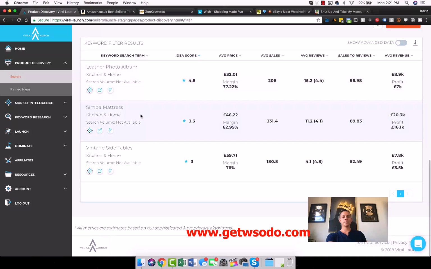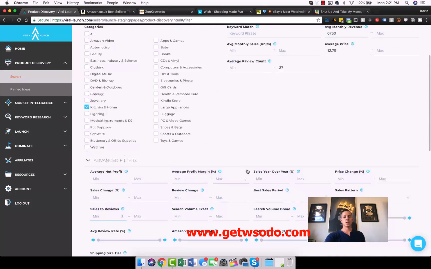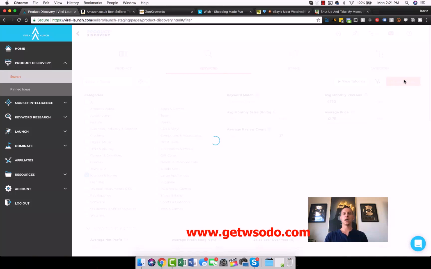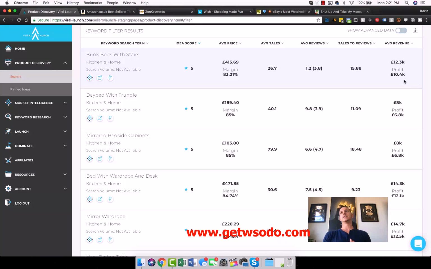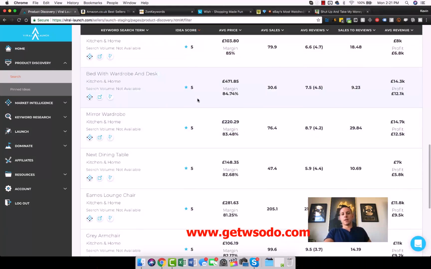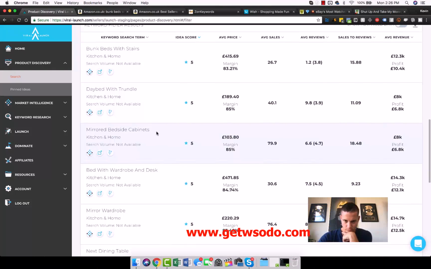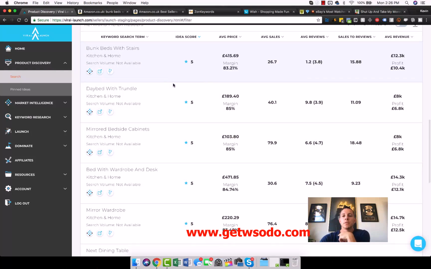So we see leather photo album, and what you'll find about the UK is that it's a lot less competitive. If you get into the UK market, yes, there's VAT, value added tax, and some additional concerns like that the US doesn't have, but there's a lot of opportunity in the UK, just like there's a lot of opportunity in the US. So it's really just the same thing overall. I would do product research in the UK in the exact same way I would in the US.